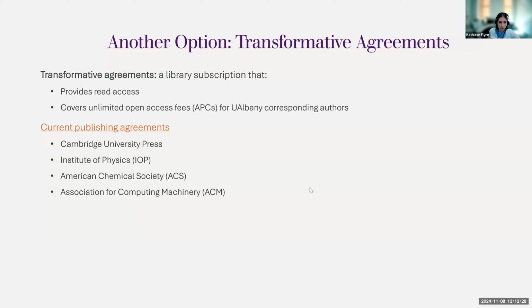At the moment, we have agreements with the following publishers here: Cambridge University Press, the Institute of Physics, the American Chemical Society, and the Association for Computing Machinery. So if you or another UAlbany researcher are the corresponding author for work, you could publish open access in the journals from these publishers at no cost. Feel free to reach out with any questions about these deals, and the link on this slide goes to a webpage with some more info as well.